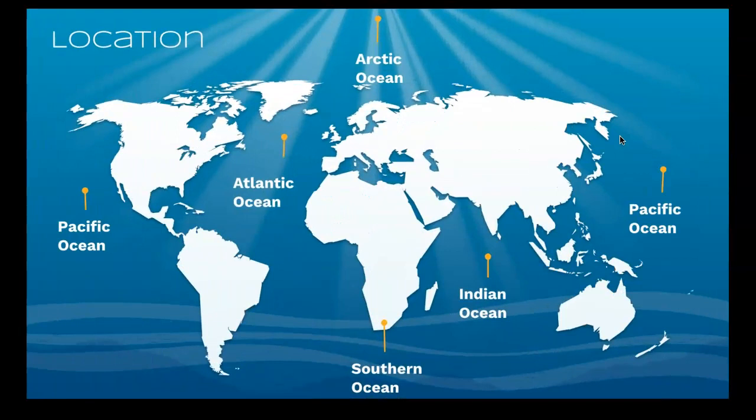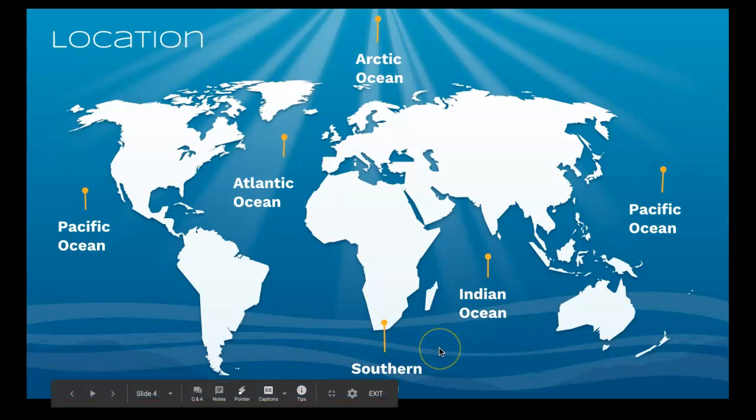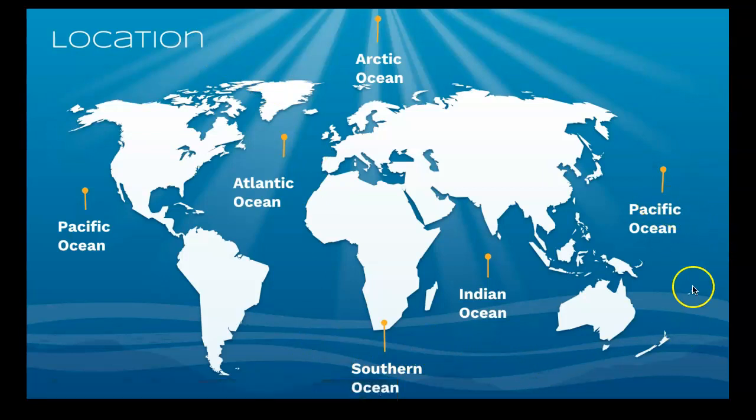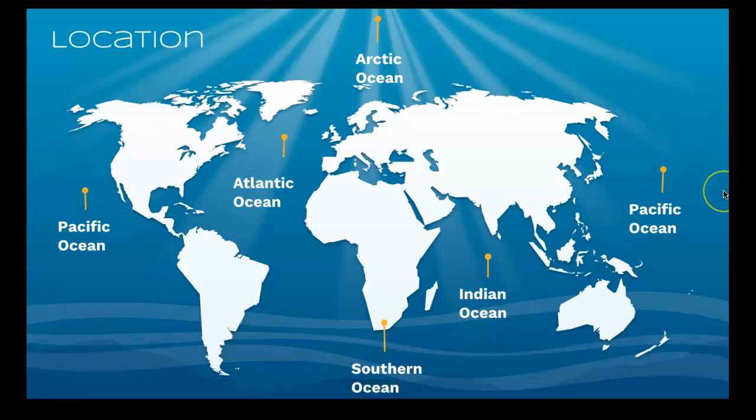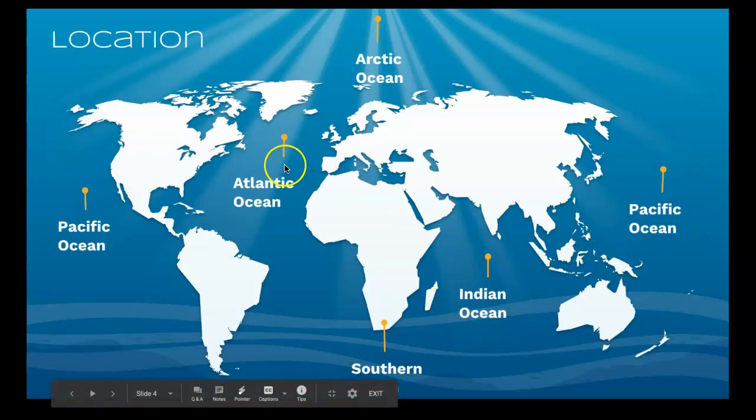Here's a better layout of exactly where the oceans are. So the Arctic Ocean is up here at the top. Then at the bottom, we have the Southern Ocean. Over on the sides, the Pacific Ocean. More of the Pacific Ocean, just around, since it is the largest ocean in the world. Then we have the Indian Ocean right here, and then the Atlantic Ocean right here.